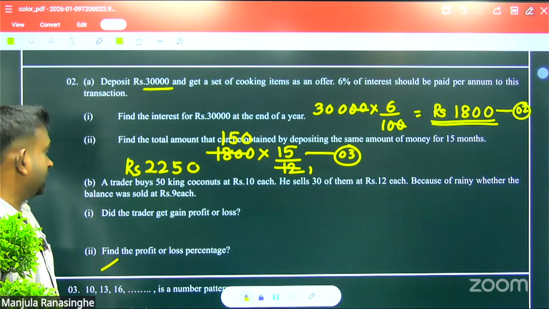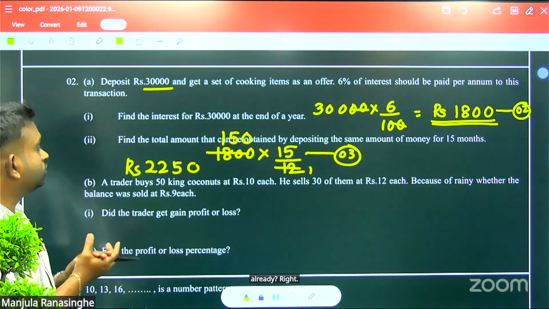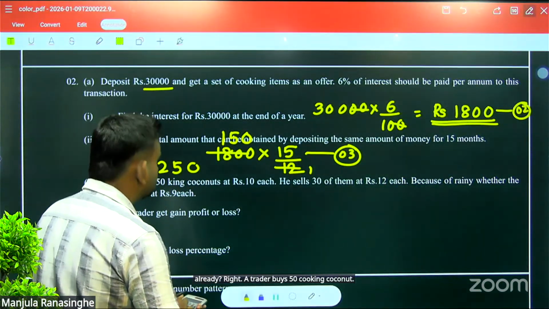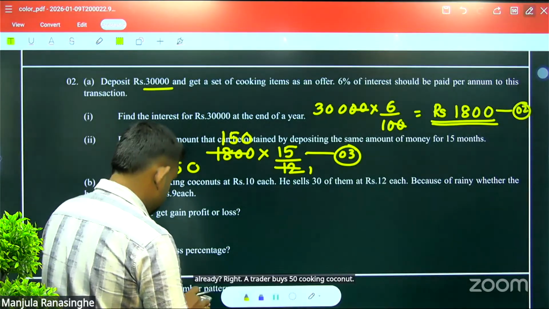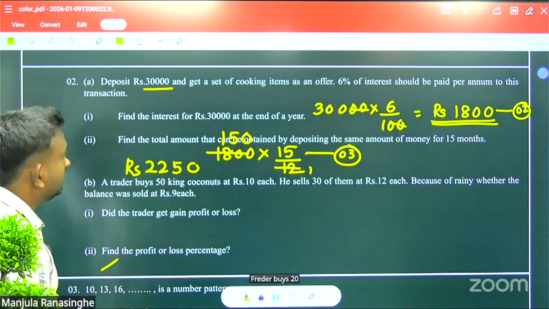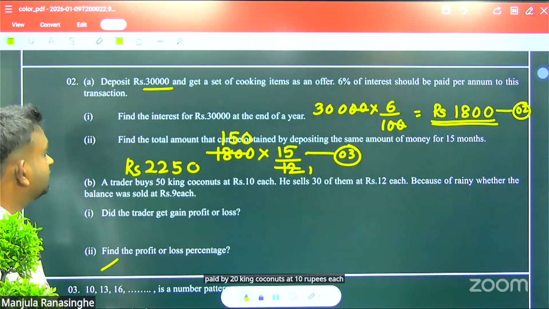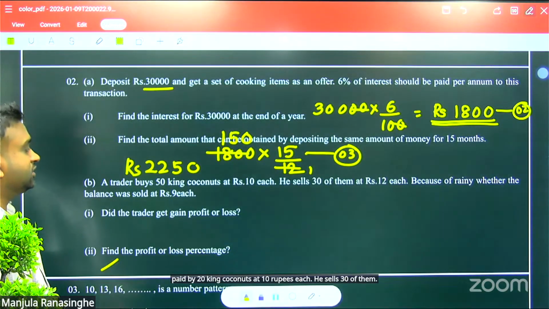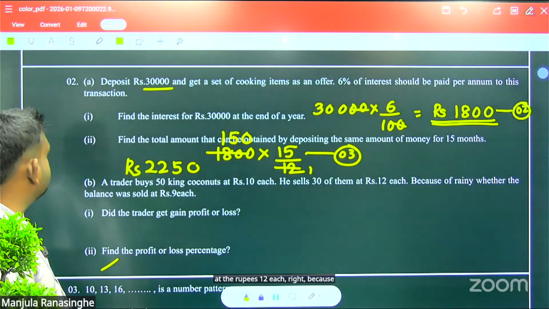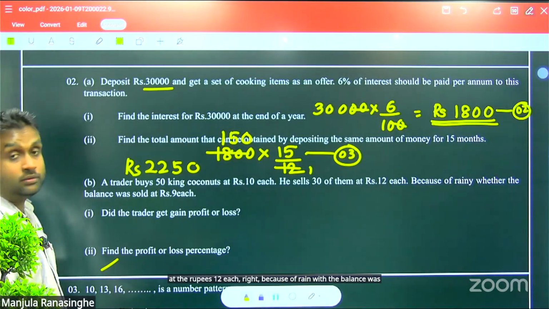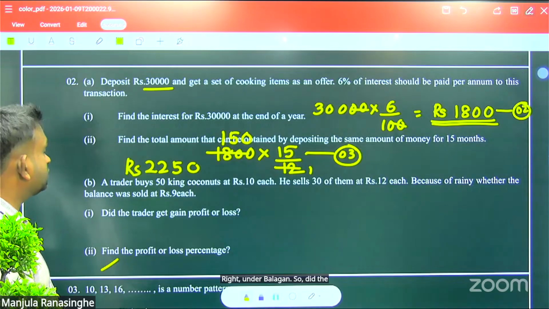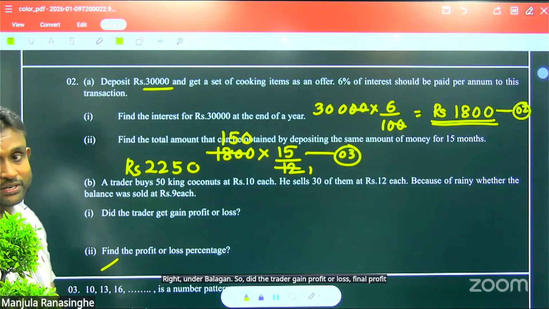Right. A trader buys 50 king coconuts at 10 rupees each. He sells 30 of them at 12 rupees each. The balance was sold at 9 rupees each. So did the trader get a gain, profit or loss? Find the final profit or loss percentage.